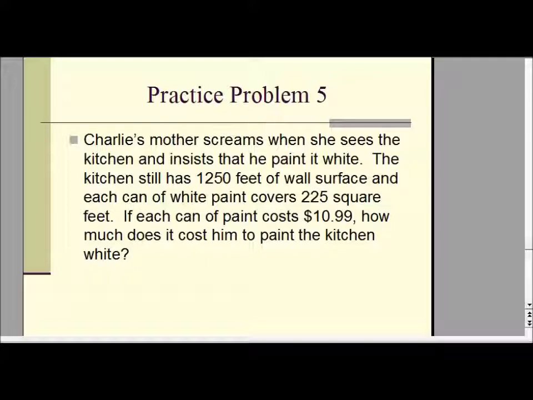Practice problem 5. Charlie's mother screams when she sees the kitchen and insists that he paint it white. The kitchen still has 1,250 feet of wall surface, and each can of white paint covers 225 square feet. If each can of paint costs $10.99, how much does it cost him to paint the kitchen white?